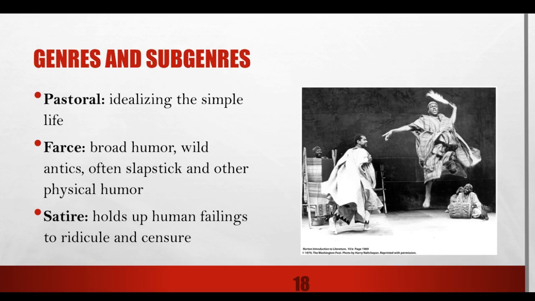There are some genres and subgenres, types of plays. So a pastoral play idealizes the simple life. You know, think of it as they lived happily ever after. They have a house with a white picket fence and a two-car garage and 2.1 children, and everybody's happy. It's that kind of idealized life. A farce is meant to be silly, funny. It can be slapstick, there can be physical humor, but it's not necessarily realistic. And satire is when we are making fun of people or things and showing the weaknesses or the problems with that particular thing.